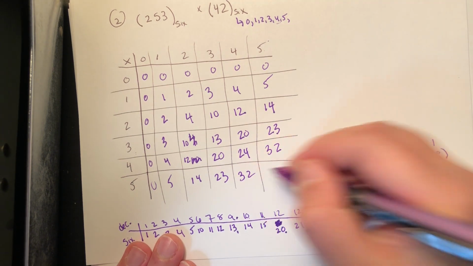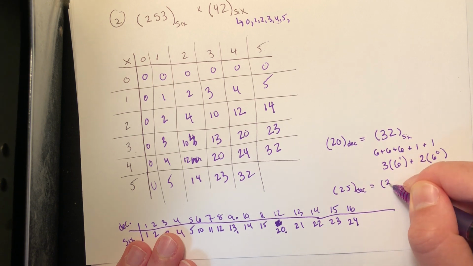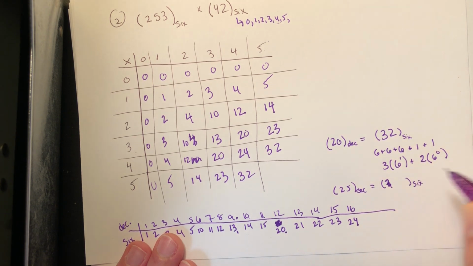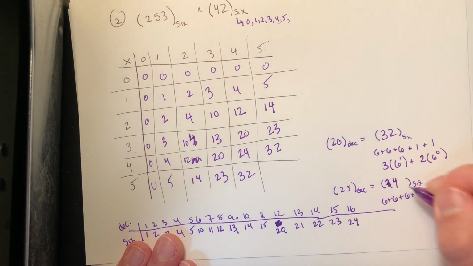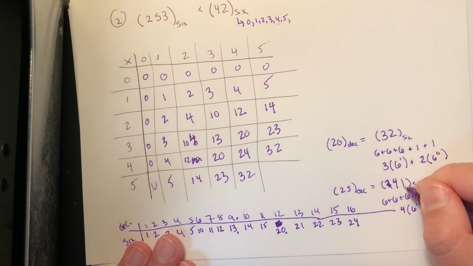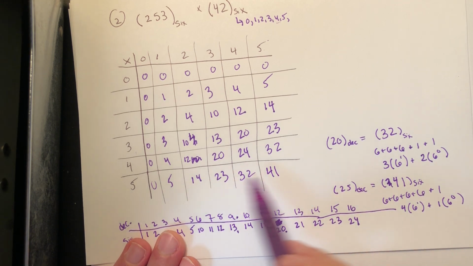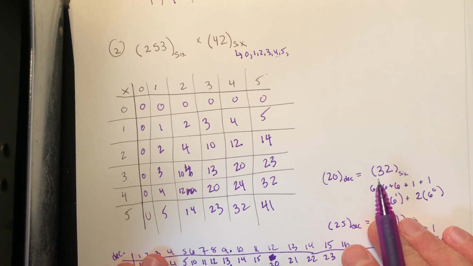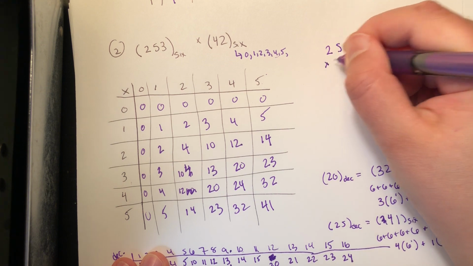And finally, if I wanted to have 25 in decimal expressed in base 6, well, it'd be 6 plus 6 plus 6 plus 6. That gets us up to 24, plus 1. So we'd have 4 copies of 6 to the 1 plus 1 copy of 6 to the 0. So this is equivalent to 41 base 6. Okay, oof. All right, now that we filled out our multiplication table, we can actually do this product that we're trying to do. 253 times 42.